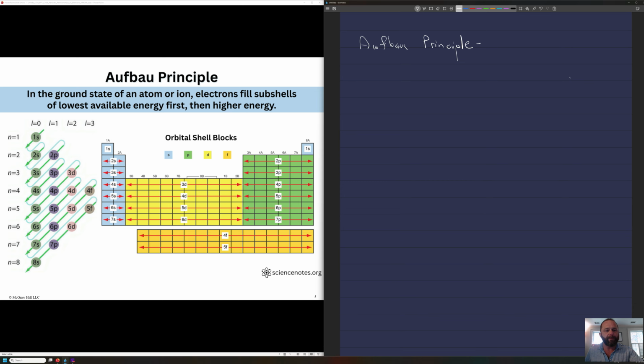Just building up. Build up electrons. And this is, of course, a sort of abbreviated definition. Lowest energy first.